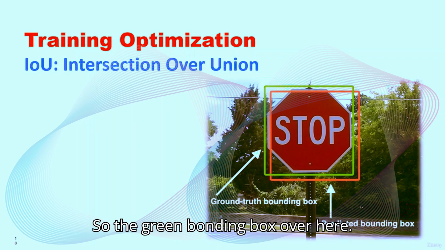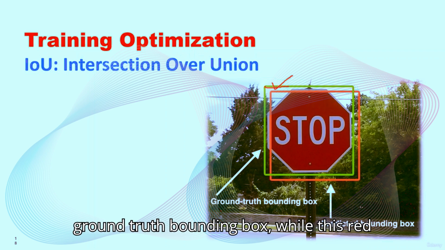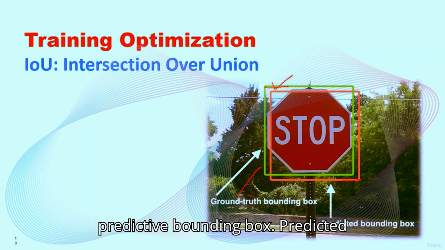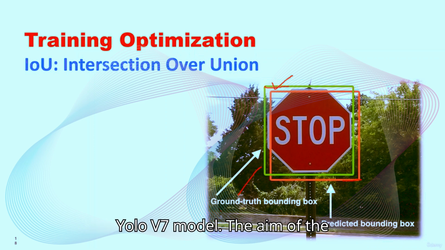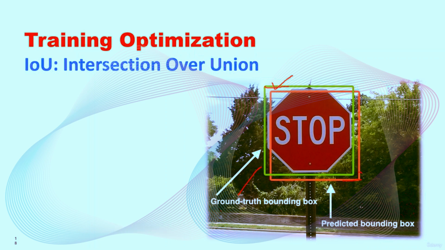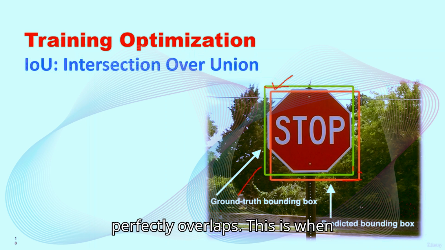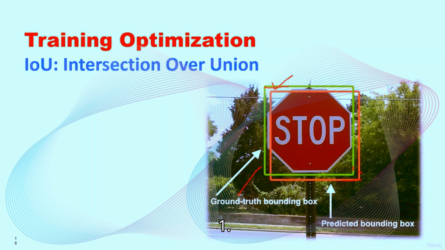The green bounding box over here represents the ground truth bounding box, while this red bounding box over here represents the predicted bounding box. The predicted bounding box is the prediction from our YOLO v7 model. The aim of the YOLO v7 model is to keep improving its prediction until this red box and this green box perfectly overlap. This is when the IOU between the two boxes equals 1.